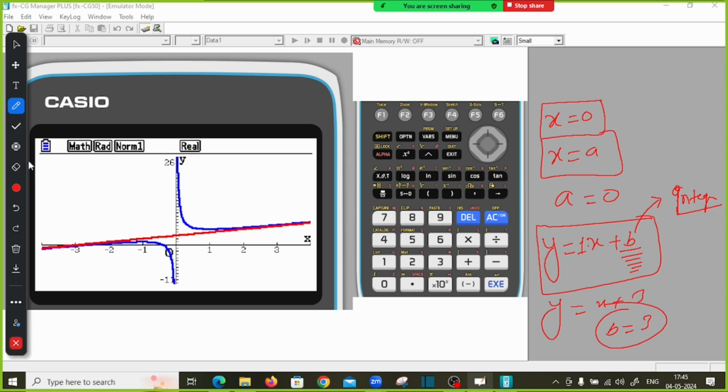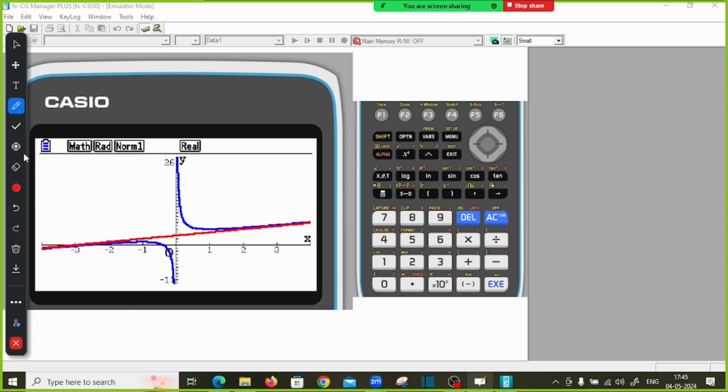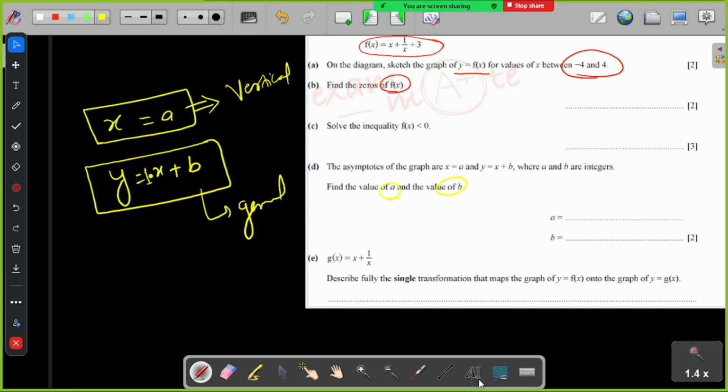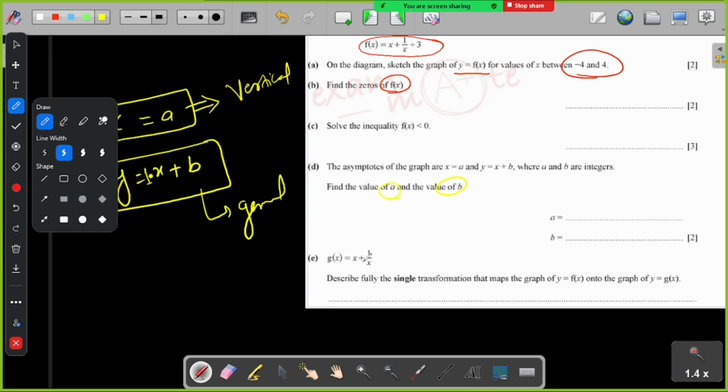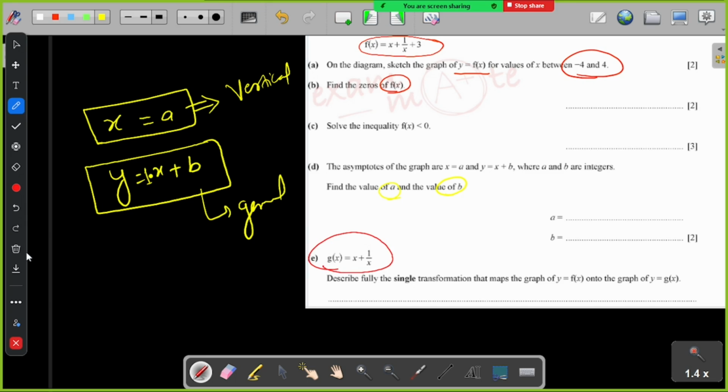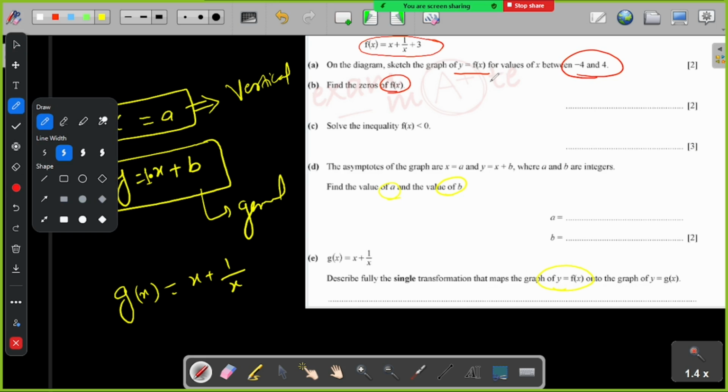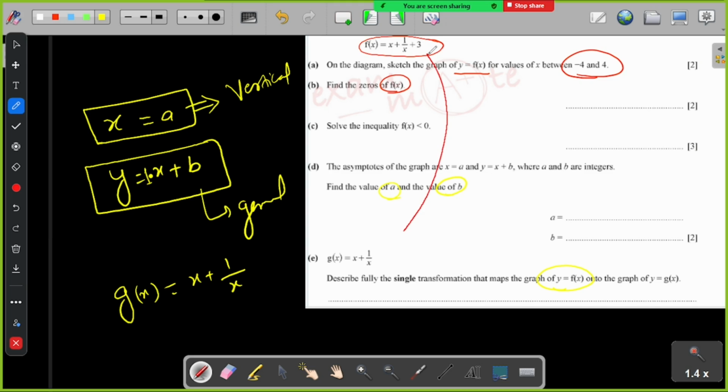So we get the value of a, we get the value of b, right? Let us see the next part. It is saying that we have g(x) equals x plus 1 by x. Describe fully the single transformation that maps the graph of y equals f(x) to y equals g(x). So simply what we have to do is make f(x) into g(x).